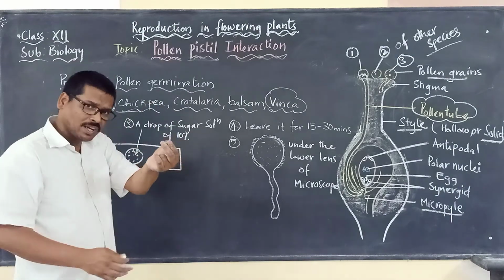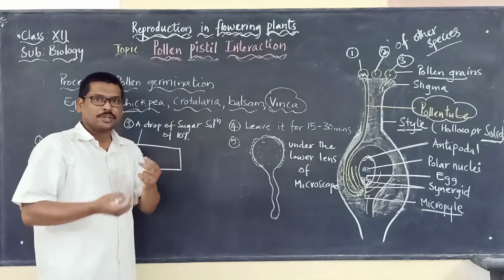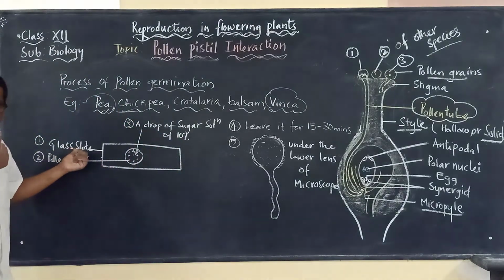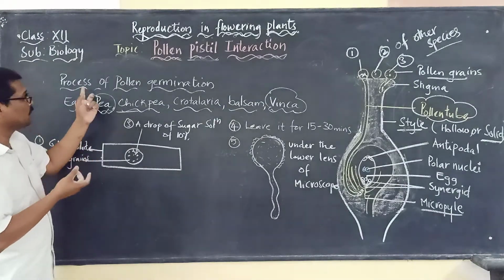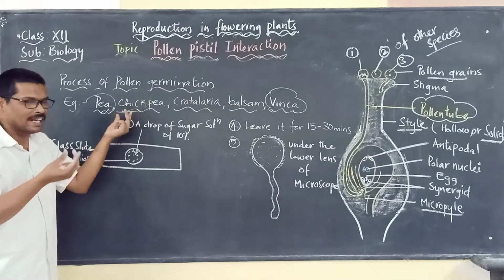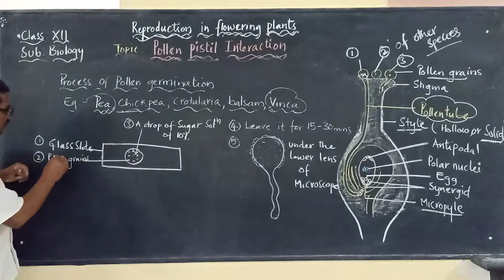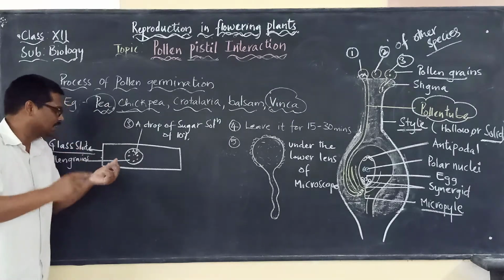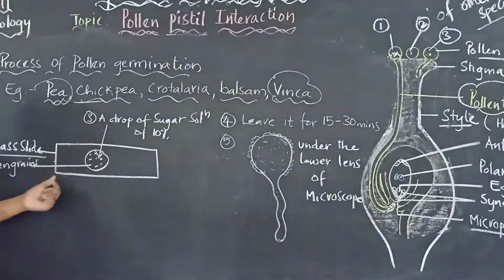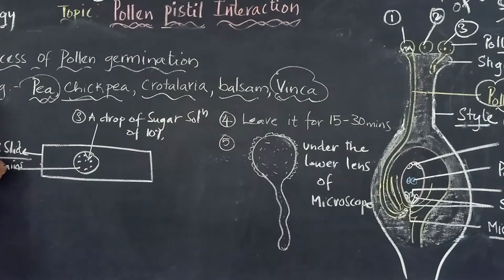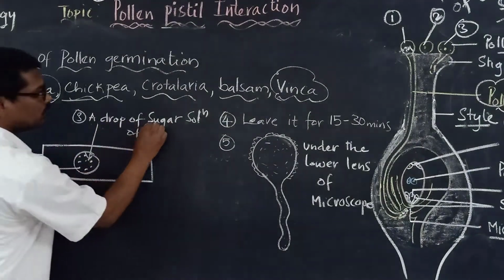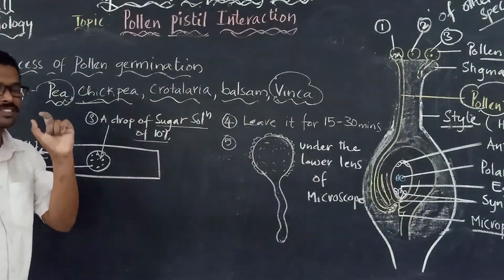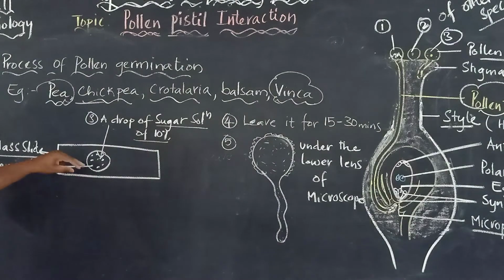Based on that, when you collect the flower of the plant, you have to dust the pollen grains on a slide. You have to take a glass slide. We are talking about the process of pollen germination, so you are collecting the pollen grains, for which you need a glass slide. On the glass slide, you will dust the pollen grains. After dusting the pollen grains on the glass slide, add a drop of sugar solution of about 10%.